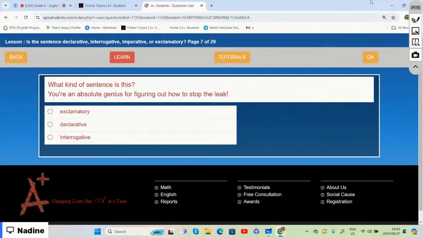All right, let's look at the last one. It says, you're an absolute genius for figuring out how to stop the leak. And it ends with an exclamation point. So we need to say, is it option one, an exclamatory sentence? Option two, a declarative sentence? Or option three, an interrogative sentence?